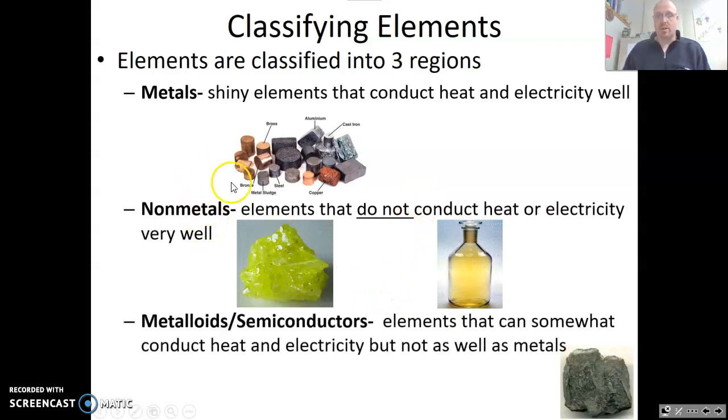Remember, the metals are the elements that conduct heat and electricity well, and the metalloids, the semiconductors, are the ones that can somewhat conduct heat and electricity. They're kind of in that middle area. So those are the two that we're going to be talking about today.